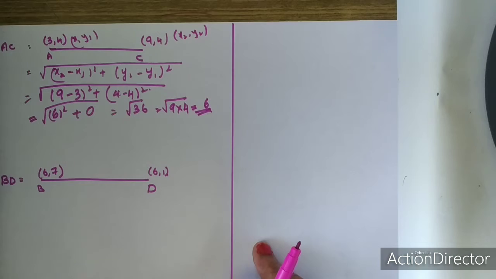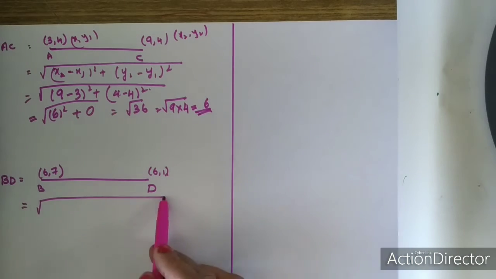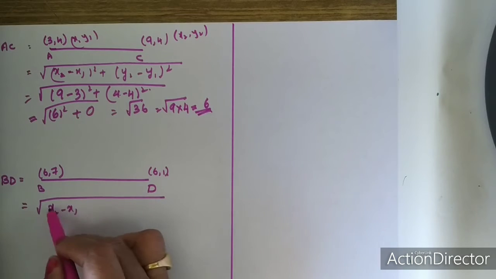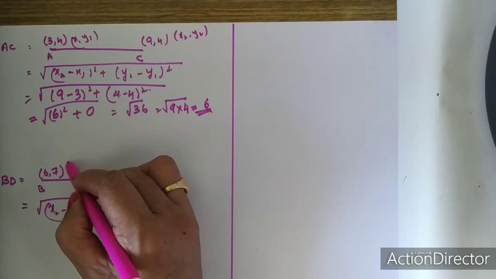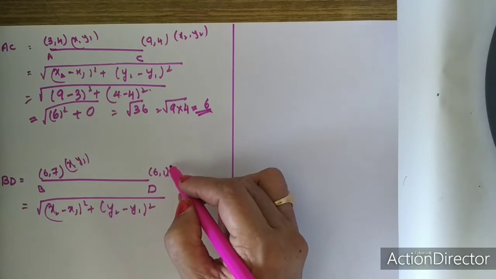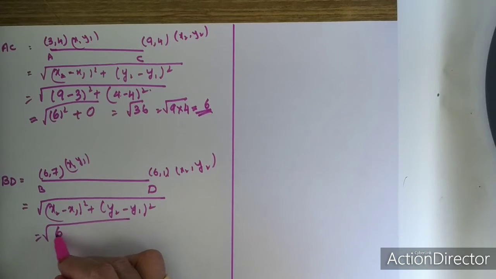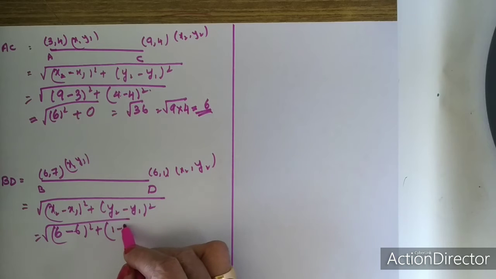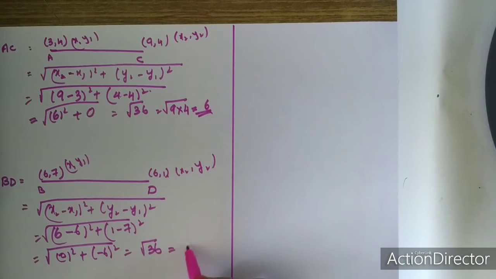Next, now we have to find the distance BD. BD is equal to under root of x2 minus x1 whole square plus y2 minus y1 whole square. This is x1, y1, x2, y2. So what is x2? 6 minus 6 whole square plus y2 minus y1, 1 minus 7 whole square, which is equal to 0 square plus minus 6 square is equal to root 36, which is equal to 6.